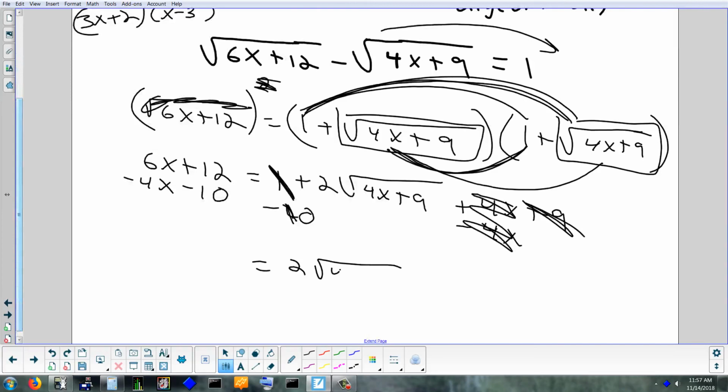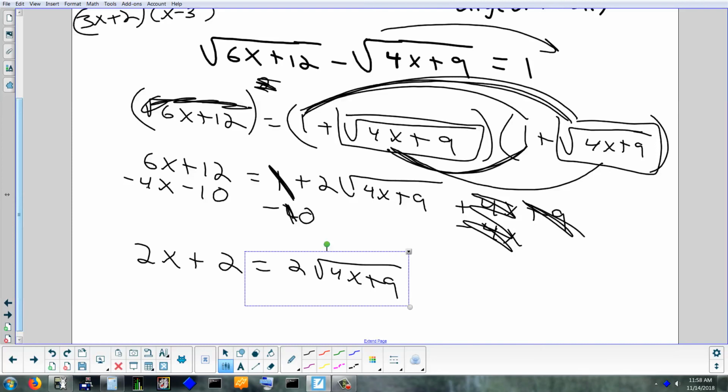2 square root 4x plus 9. 6x minus 4x gives me 2x, and then 12 minus 10, 2. So it's getting much simpler. I need to get rid of this radical. The only way I can get rid of it is if it's alone. It's got a times 2 in front of it.